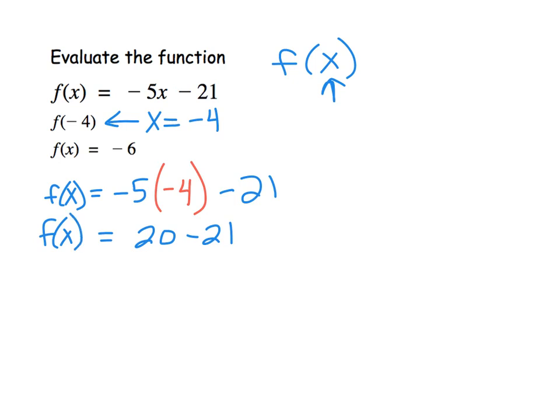And that's what our function's going to equal. So f of x equals 20 minus 21, which is negative 1. So we know that f of negative 4, when our x value is negative 4, our answer is negative 1, which is really our y value is negative 1.